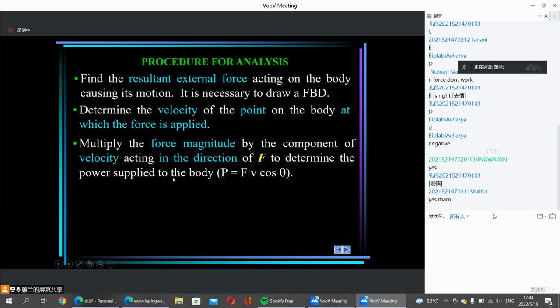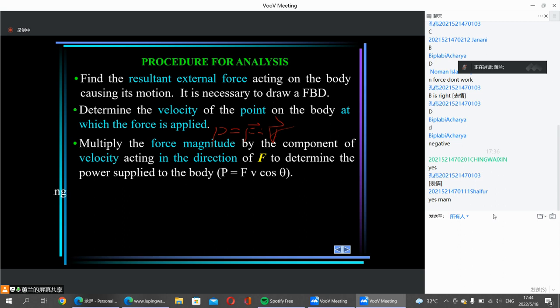And then after you find out the force, after you find out the velocity, it will be easy to find out the power because we only need to multiply the force magnitude times velocity in the same direction. Okay, again, it's dot product. Power is equal to the force dot velocity, which should be very important. It should be dot product.